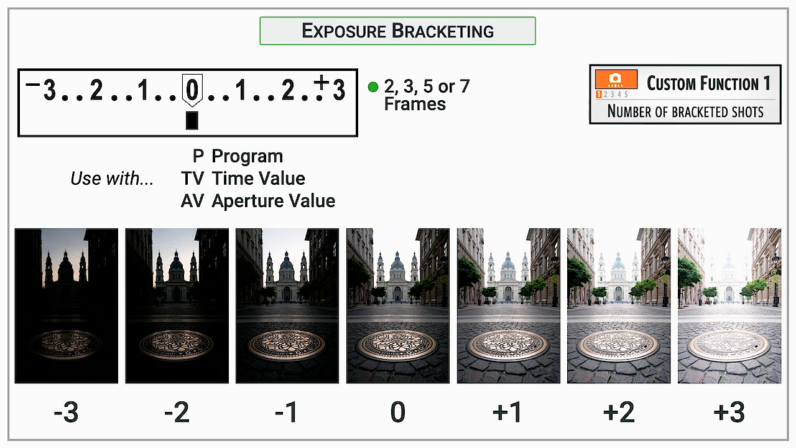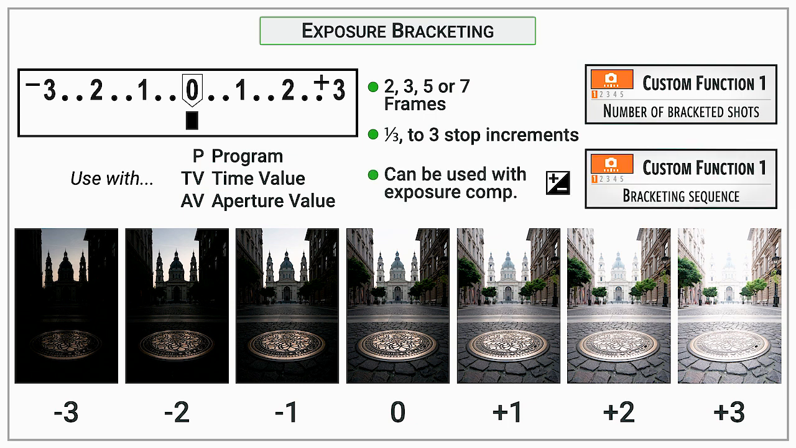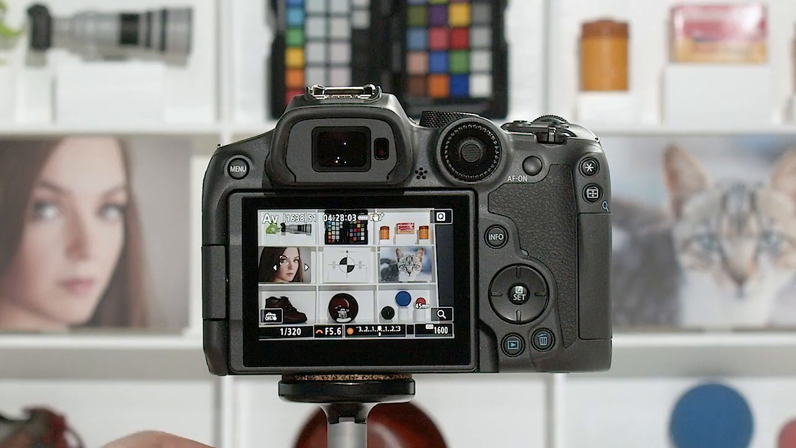Now, there are some options as you dive into the menu. You can choose to shoot anywhere between 2 and 7 frames, depending on what your needs are. You can shoot 1/3 stop to 3 stop increments, depending on how wide a range of light you're trying to capture. And you can also use exposure compensation on top of all of this so that everything is brighter or everything is darker than normal. So there's a number of different options on there. Let's go ahead and run through a test.